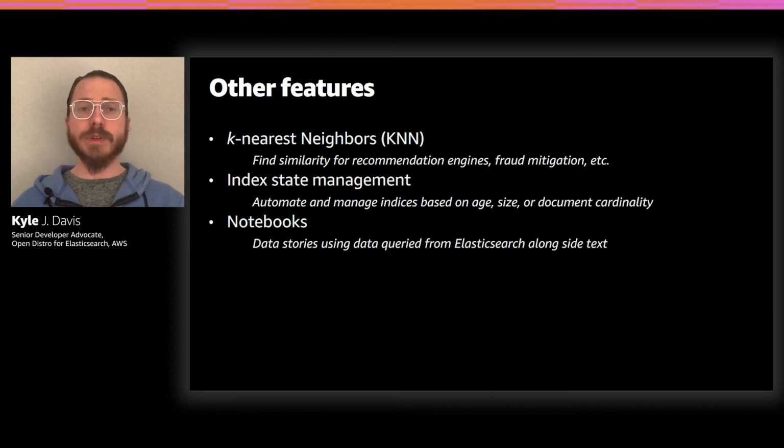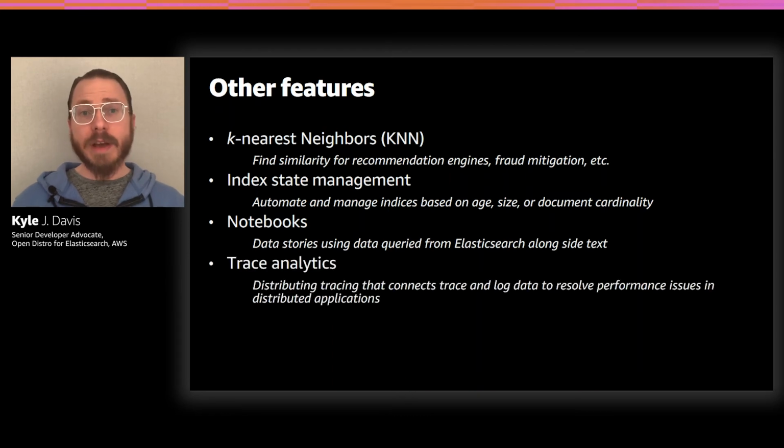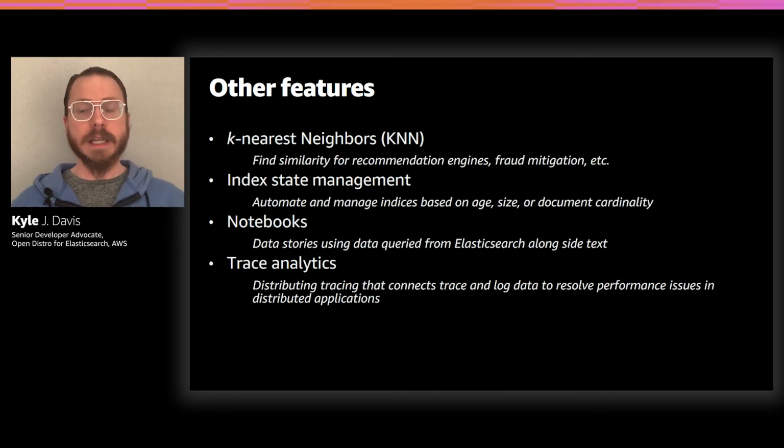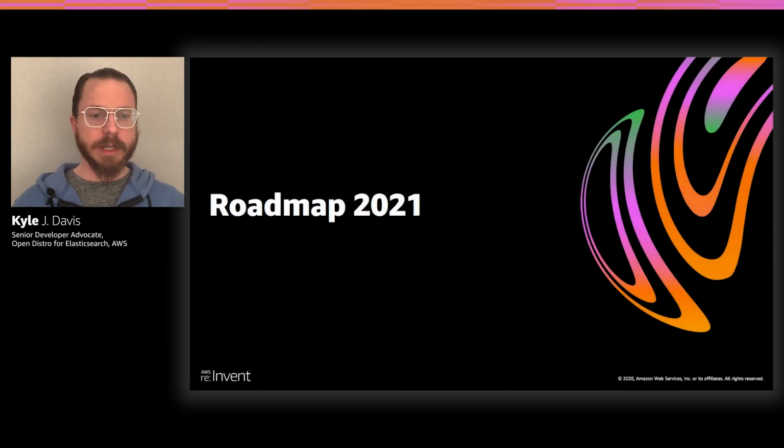And of course, we have notebooks, which adds that kind of layer of explanation to data, so two people can get the same information out of a bar chart. And we have trace analytics, which is great for taking a microservices architecture and then being able to find out what's going on throughout that microservices architecture, right? So this enables you to look and see how things are running through a very complicated system. So let's take a time to look at the roadmap, what we're doing in 2021.